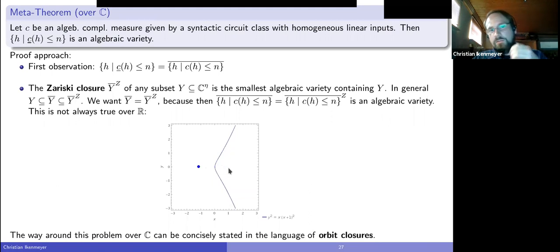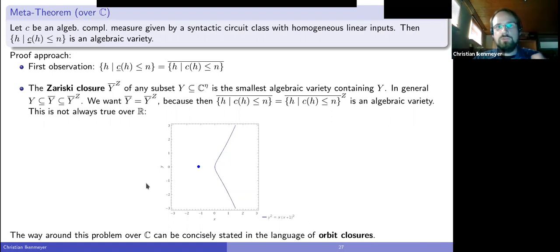But if you take the Zariski closure, you will see that you actually add this point to the set. Because this set here is not an algebraic variety. It becomes an algebraic variety by adding this point. So the smallest algebraic variety containing this curve is the one that also contains this point. So over R, these very subtle things happen, and there's a way around this over the complex numbers, which can be concisely stated in the language of orbit closures.